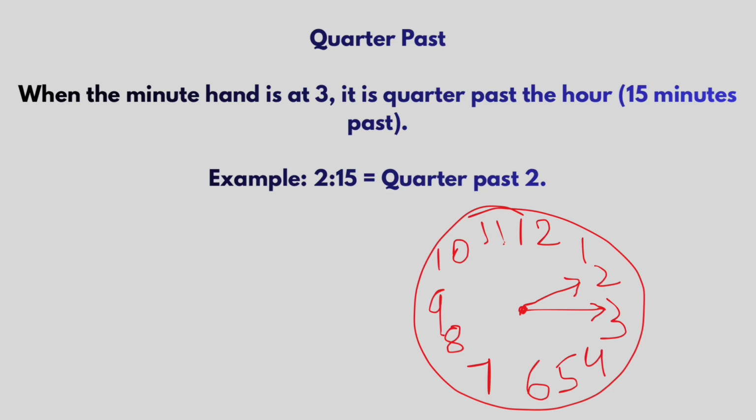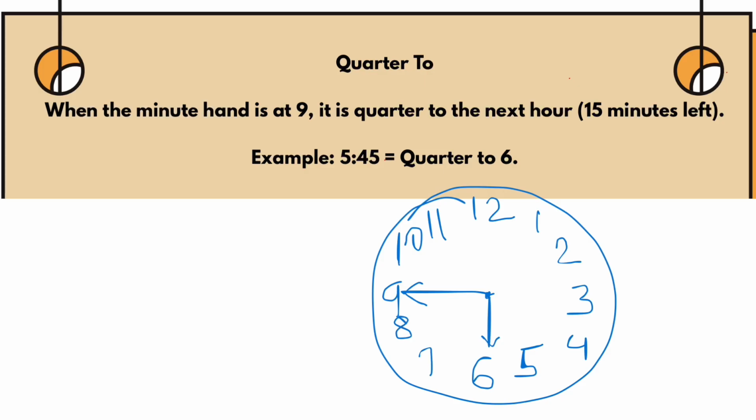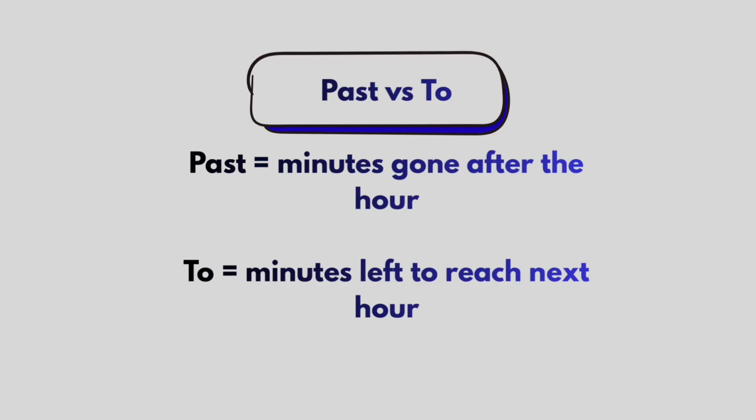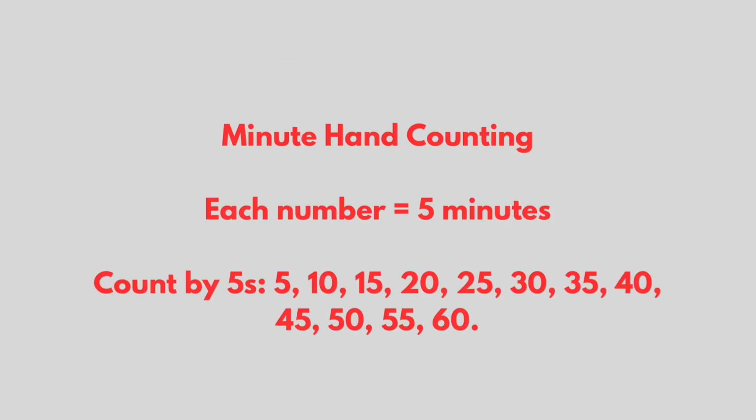Okay. Quarter to is when the minute hand is at 9. It is quarter to the next hour. It means 15 minutes left to reach the next number. For example, 5:45. This is quarter to 6. Now 15 minutes left to reach 6. So that is called quarter to 6. This is an important difference. You need to memorize it. Past versus to. Past means minutes gone after the hour, and to means minutes left to reach the next hour.